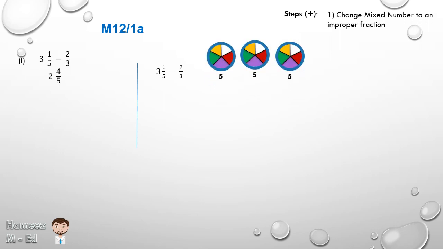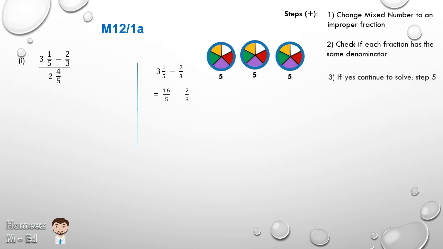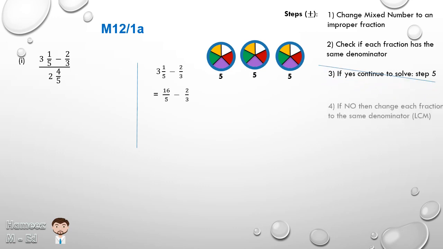3 wholes means that each one has 5 parts because it is fifths. As such, 5 and 5 is 10 and 5 is 15, or 3 5s are 15. And we have one more. So that's 16 over 5 minus 2/3. Now, let's look at step 2. Check if each fraction has the same denominator. One fraction has a denominator of 5 and the other 3. So if it was yes, then we could go on to solve. But since 5 and 3 are different, then we need to find the same denominator.